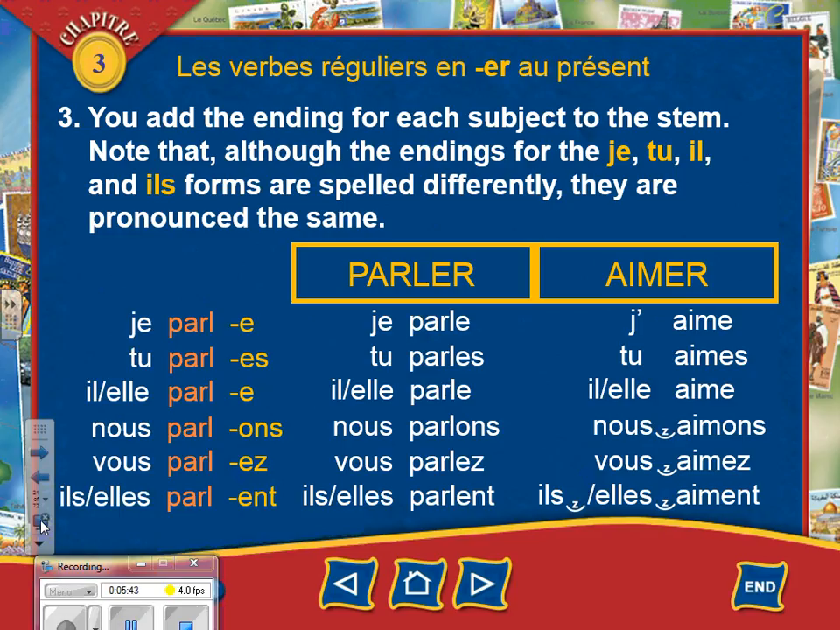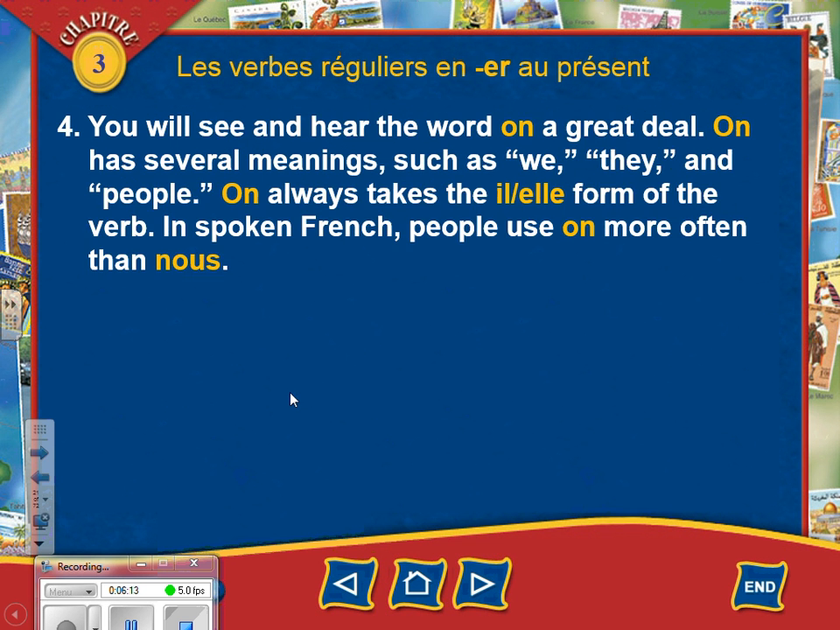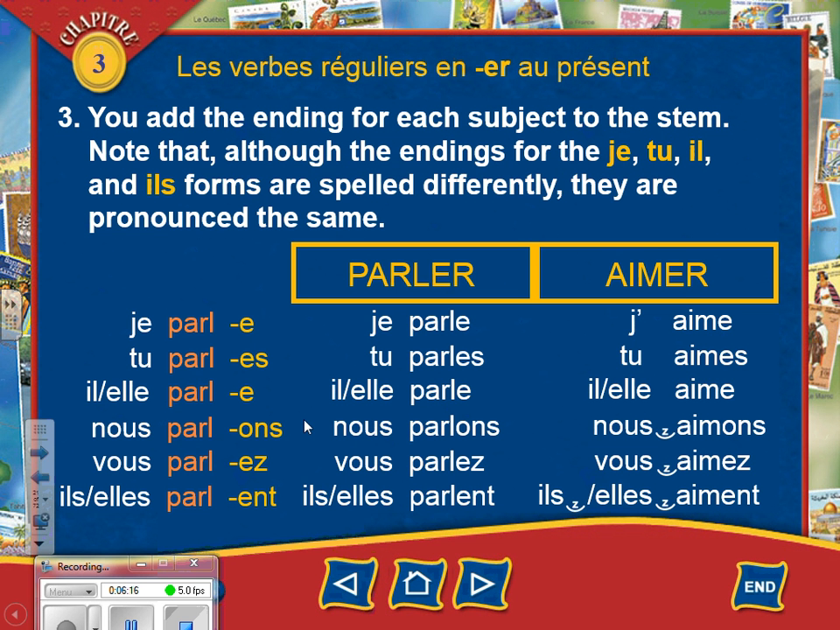All right. Take a moment to finish writing your notes. I'm going to go through the first verb parler very slowly so that you can listen and repeat to help you with pronunciation. Ready? Let's go. Je parle. Tu parles. Il parle. Elle parle. Nous parlons. Vous parlez. Ils parlent. Elles parlent.